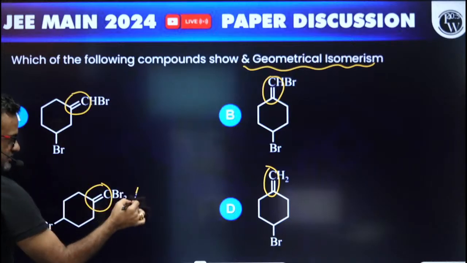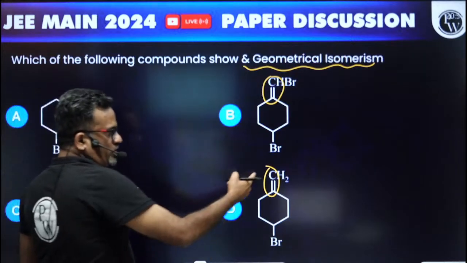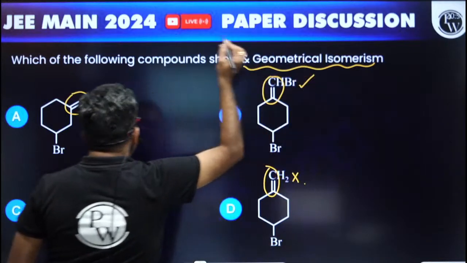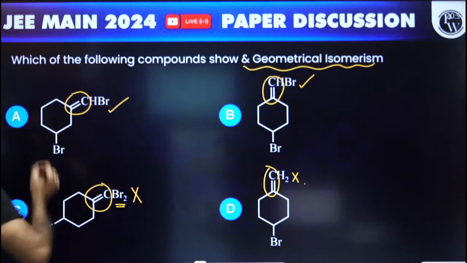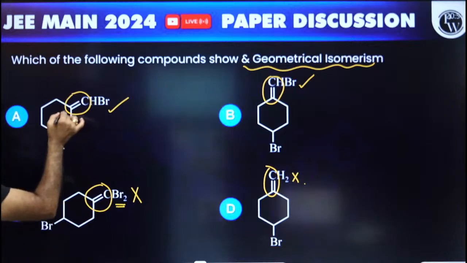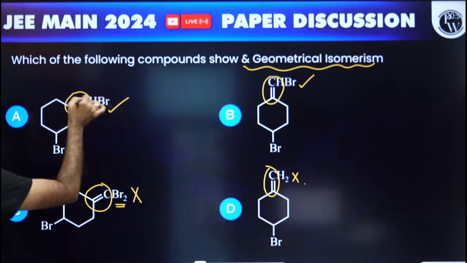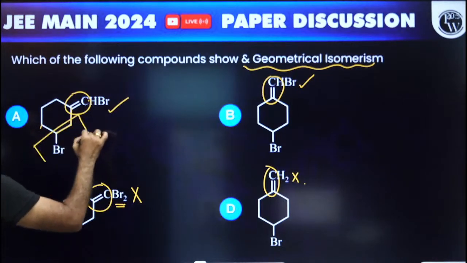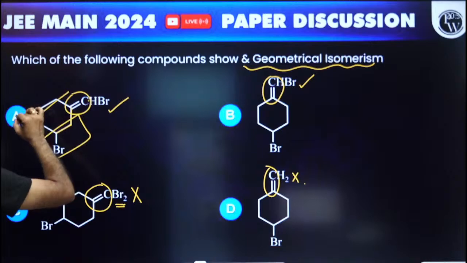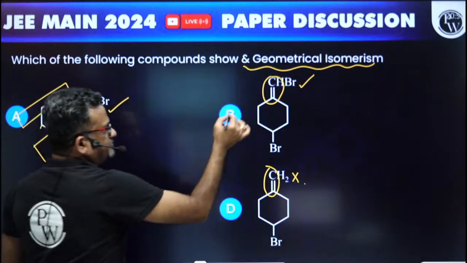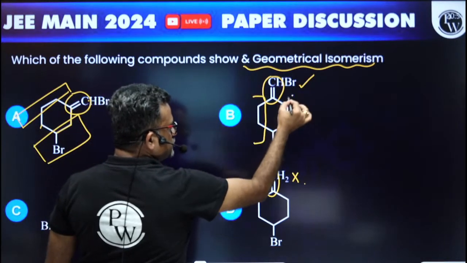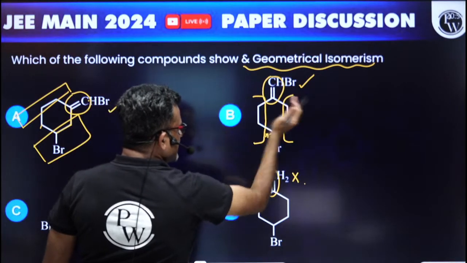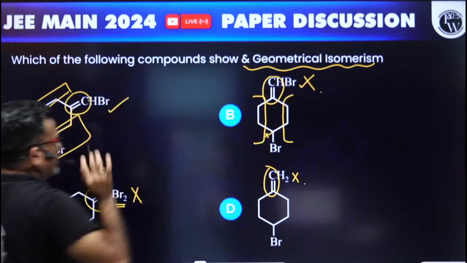There is only one bromine, no. Two different groups, only CH2, no. There is a CHBr. But here, this carbon is attached to this particular group, and here there is one more different group. Whereas here, we have the same CH2, CH2. Of course, there is H and Br here, but similar groups on both sides. So therefore, no geometrical isomerism.